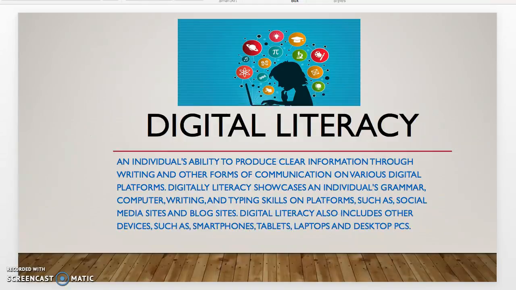The next one is digital literacy. An individual's ability to produce clear information through writing and other forms of communication on various digital platforms. Digital literacy showcases an individual's grammar, computer, writing, and typing skills on platforms such as social media sites and blog sites. Digital literacy also includes other devices such as smartphones, tablets, laptops, and desktop PCs.